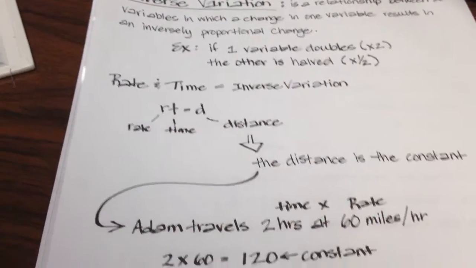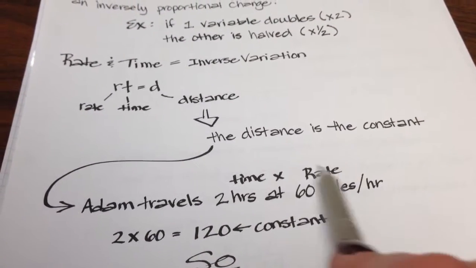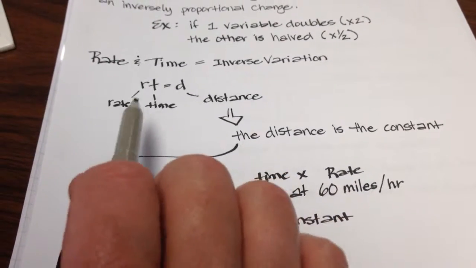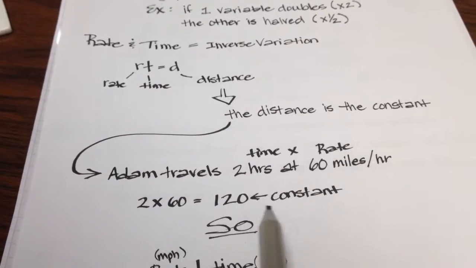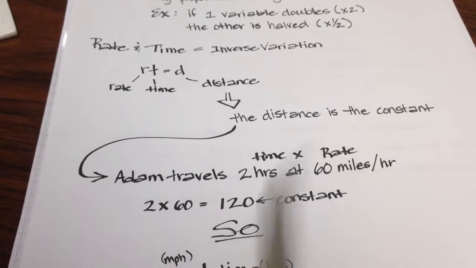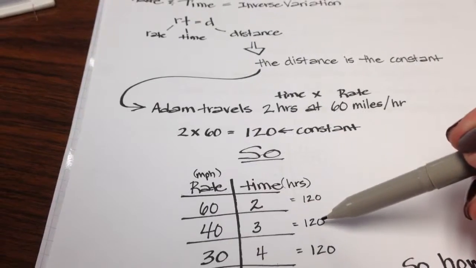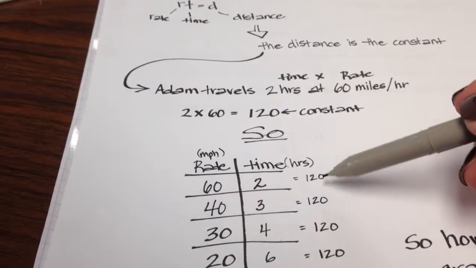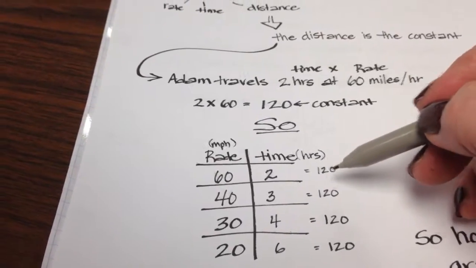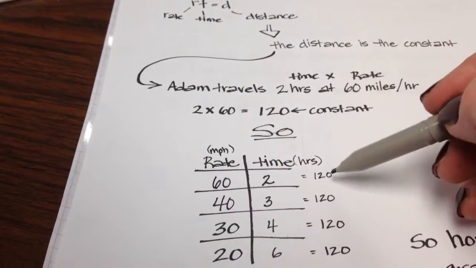time equals distance. So let's say Adam travels 2 hours at 60 miles per hour. There's the time. There's the rate. So you're going to multiply these two, right? Rate times time. Distance is 120 miles. That is my constant. So I can change my variables as long as they multiply and give me the product of 120. So 60 times 2, yep, 2 hours, 60 miles per hour, that equals 120.